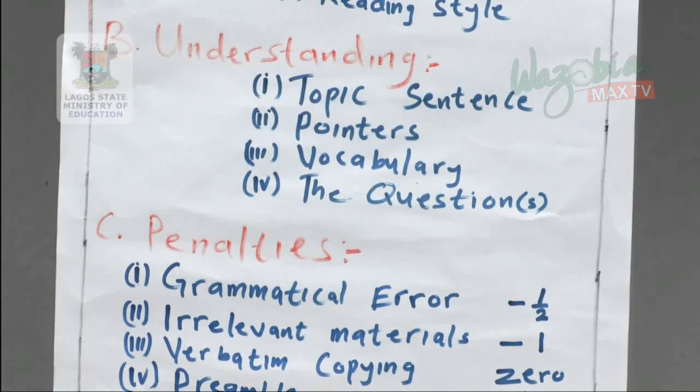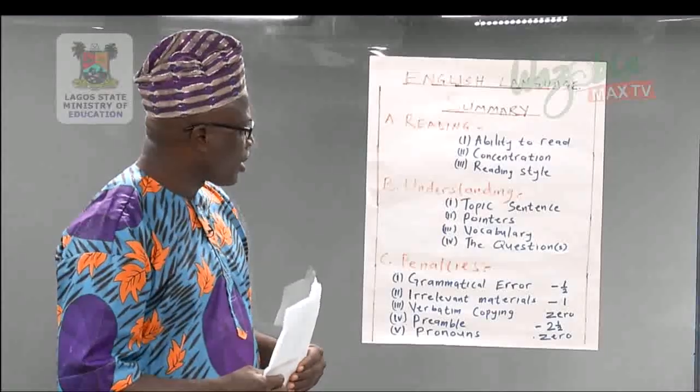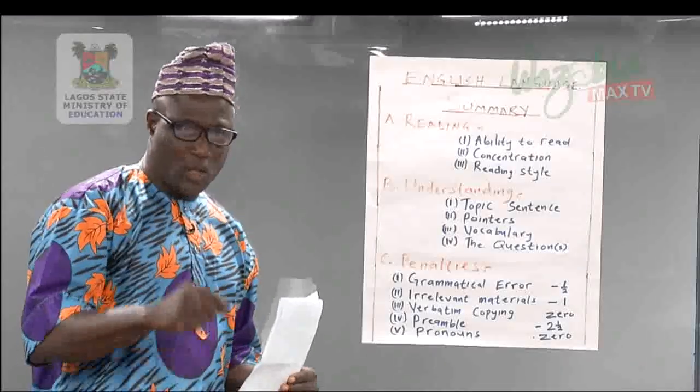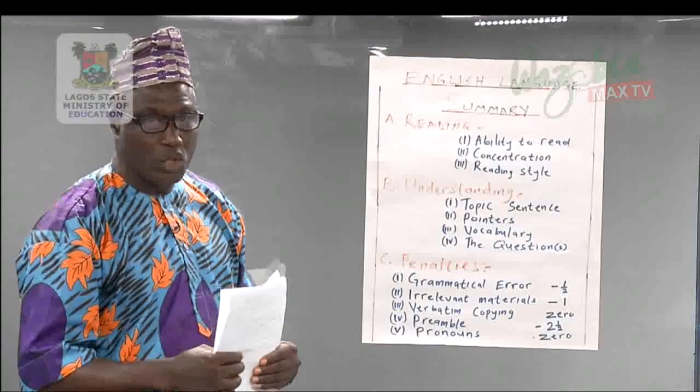I've been able to take you through two aspects of your summary: reading, and I told you, you have to have the ability to read. You must be able to concentrate enough for you to have a very good grasp of your message or messages. Your reading style depends on you, but make sure that you read your passage at least twice. And don't forget to pay attention to your time.